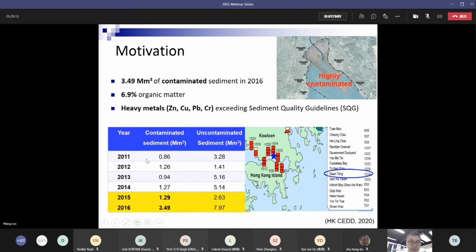In Hong Kong, from this table, we can find that the amount of dredged sediment increased every year. And in 2016, the dredged sediment exceeded 10 million cubic meters, and about 1/3 was contaminated sediment. The sediment has a high content of organic matter, about 6.9%. It was also contaminated by heavy metals such as zinc and copper. So the sediment should be treated.